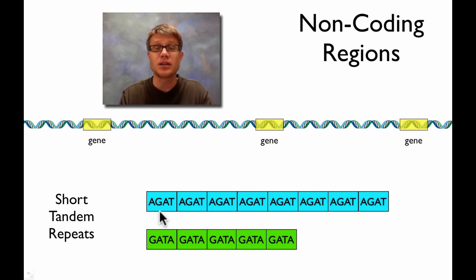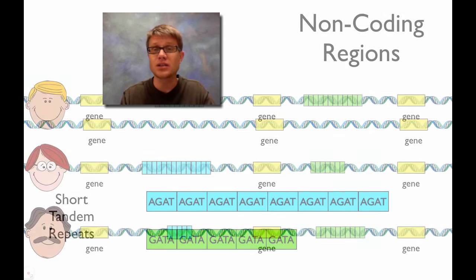And so what is it? You basically have letters of DNA that repeat over and over and over again. So sometimes, 50 times it repeats. And so what does that look like?